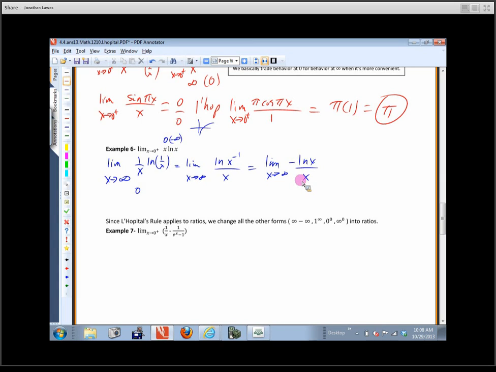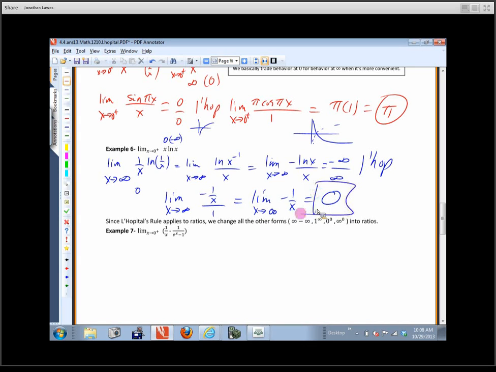And let's just double check and make sure that this is in indeterminate form. Think about what negative ln x would look like. Ln x looks like this. Negative ln x would just be flipped upside down. So this would be tending toward negative infinity. The denominator's x, so it's tending toward infinity. So it is in indeterminate form. So let's find the derivative. If I find the derivative of the top and the bottom, I get negative 1 over x on the top, and I get 1 on the bottom. So in the end, all I have to do is find the limit as x approaches infinity, negative 1 over x, and what is that answer? 0. Okay?